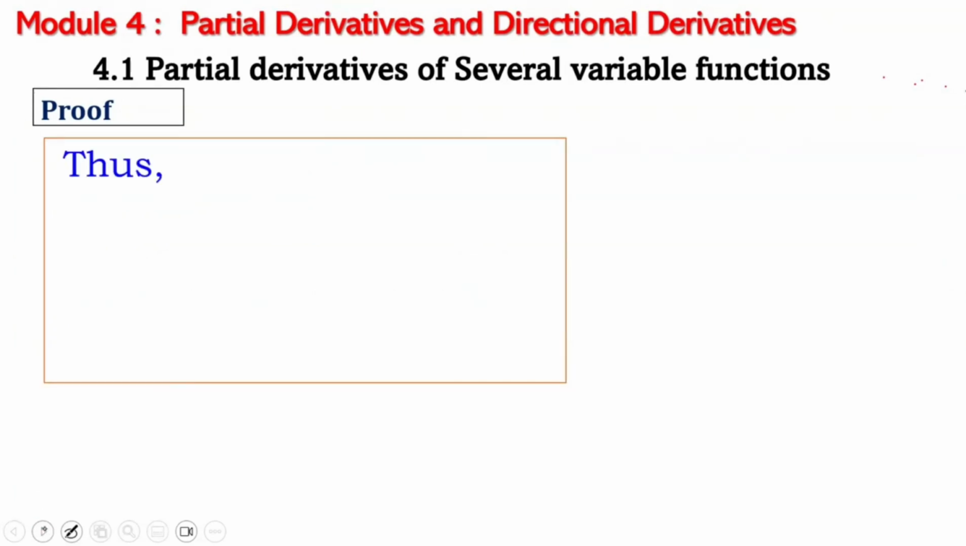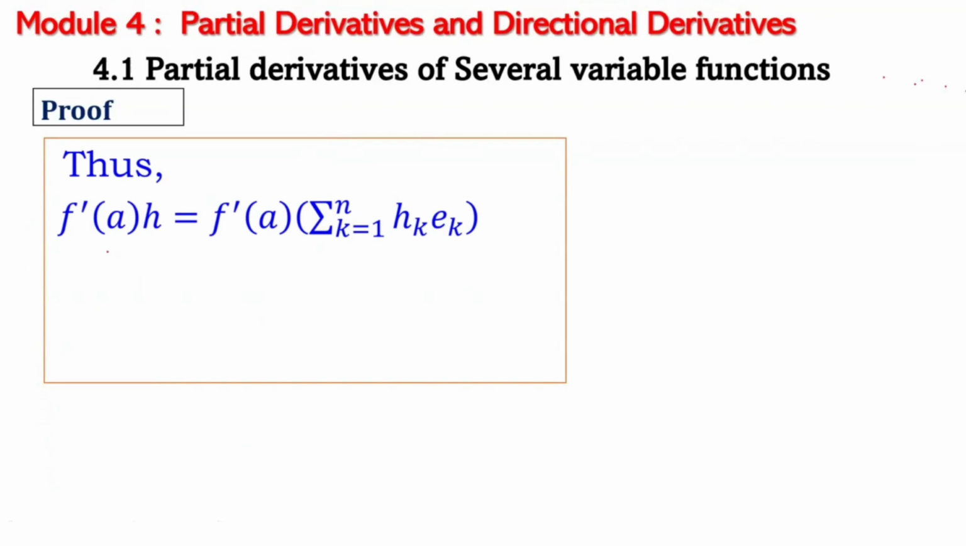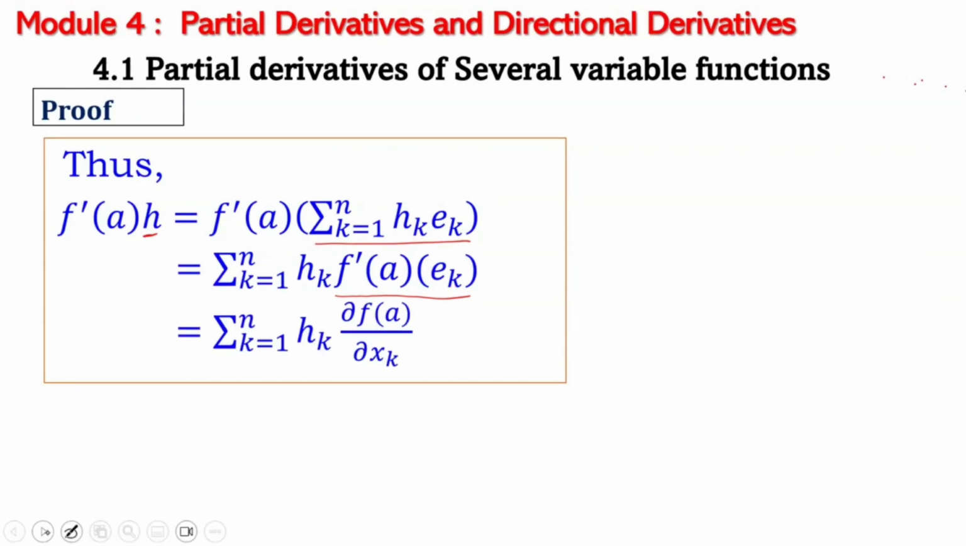So now the last part is that f dash a h. So this can be written as f dash a of h, replaced by this form as proved in the previous slide. Now f dash a is linear, so we can move it inside, and hk can be taken out, so we can combine this part. Now f dash a ek from the first part can be written as the partial derivative with respect to xk. So this proves the theorem.